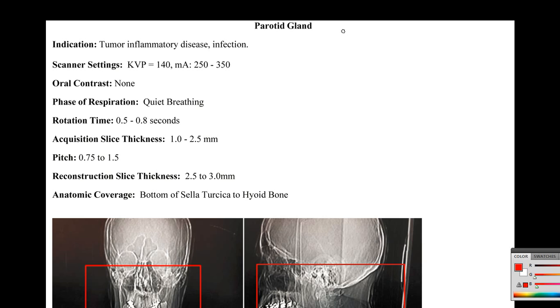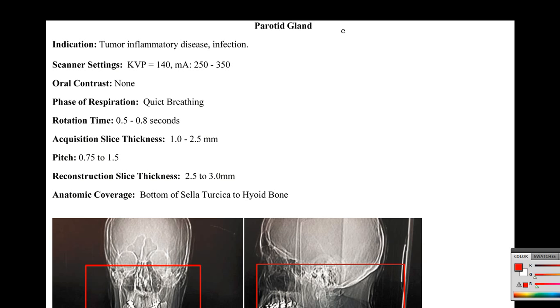Oral contrast, there's no need for it based on what we're looking for. Phase of respiration in terms of this is quiet breathing, because it really is not going to affect this area at all. A rotation time for the tube is going to be 0.5 to 0.8 seconds, and keep in mind that this is the amount of time that it's going to take to acquire one rotation of the tube. But this is also based on manufacturer's settings for the scanner, and so not a lot of this can be manipulated.